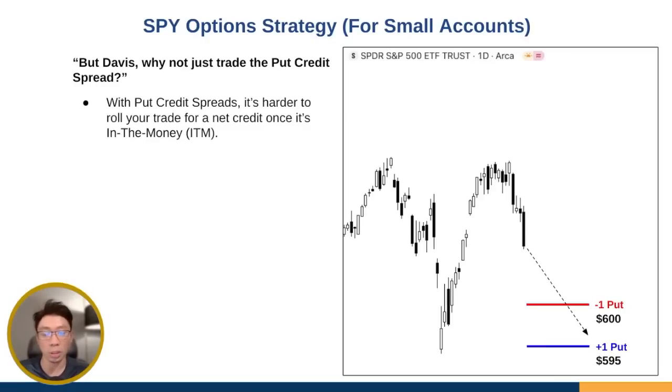To roll this, all you're doing is closing out this position, and then putting on a new position. Let's just say we put it at the same strike prices of $600 and $595 at a later DTE, right? A later expiration date. So what you're going to do to roll this is buy back the short put and sell the long put. When you do it this way, you're closing it out and then you put on a new trade.